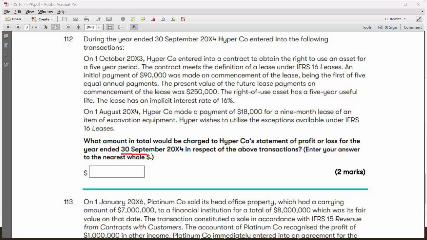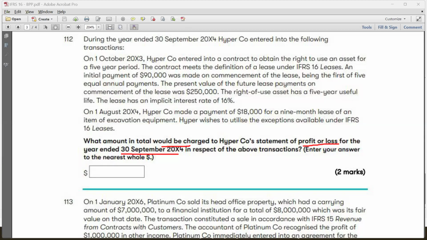Now the dates are very critical in this question. In respect of the above transaction, enter your answer to the nearest whole dollars. So what amount of total profit? This is really the charge to the profit or loss. So simply we have to have the depreciation, we have to have the interest, and there is one small twist here. Let's see. During the year ended 30th of September 2024, Hyperco entered into the following transactions.